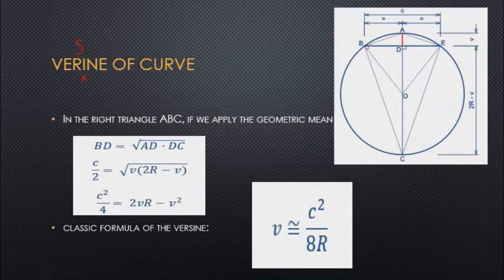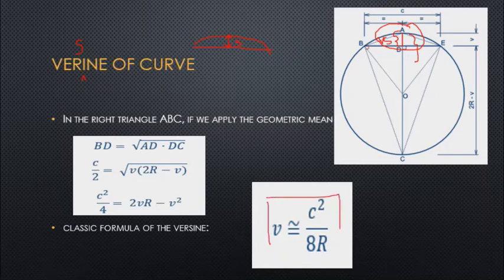The versine of the curve is this height. It's the versine of curve. We have to measure this versine of curve in order to align a curve. This is an important measurement in order to install these curves in the track. So we have to take the measurement of this versine. The versine can be measured using this equation.